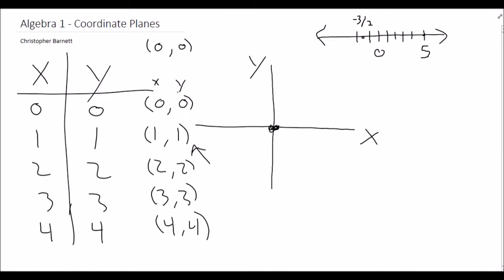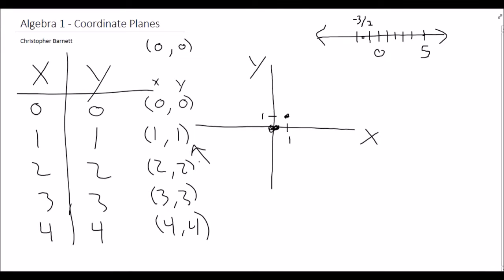So if we want to look at the x and y components, the second point was 1, 1. So we know that the first value is the x value, and then the second value is the y value. So we're just going to go over 1 and then up 1. So we're going to label that 1, 1, and there's a dot right there. That's where we're going to put our point.